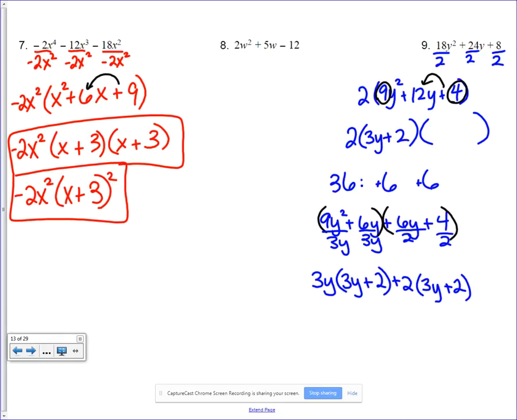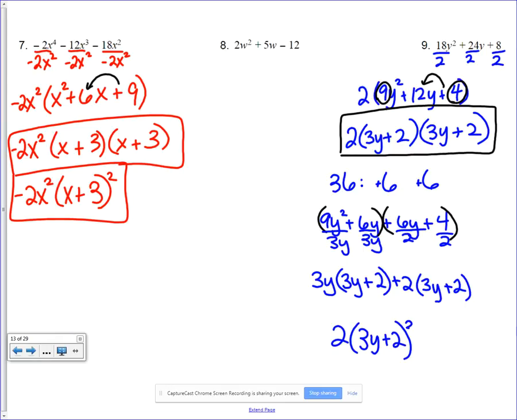What's my leftover factor? So notice this happened again, folks. This is a correct answer, but you could also write it as 2 times 3y plus 2 squared. Is that making sense to you? Sure? Positive? Okay, let's go down to the next row.